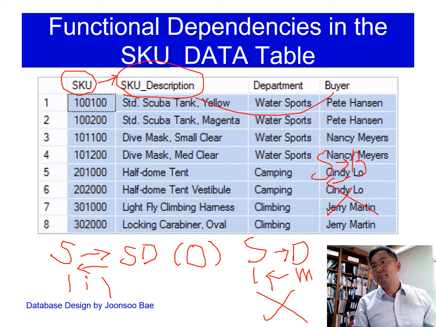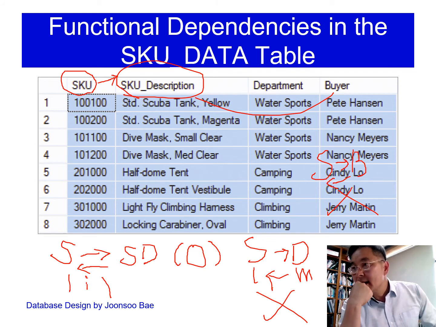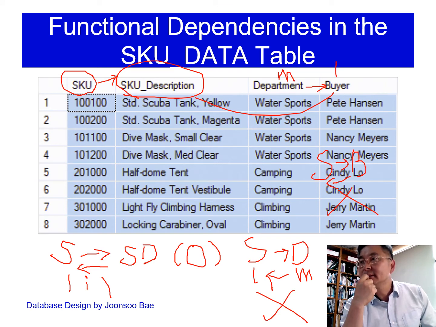Department cannot determine SKU, but how about this one? Department and the buyer, what is this relationship? Water sports is the same one, so this one, Nancy Meyer. This mapping is many-to-one mappings. Okay, this is not a function.